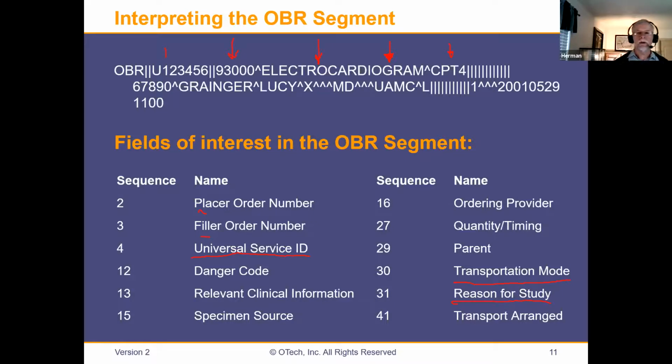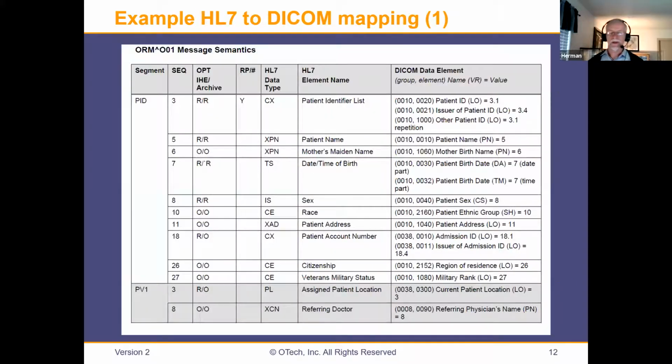In your hospital, there should be somewhere a specification of your modality worklist provider that tells you from HL7 A to DICOM B. So I took just an arbitrary specification, actually from an old PACS company that doesn't exist anymore, a spec that they use in their training classes. So here's a typical example of an HL7 to DICOM mapping.